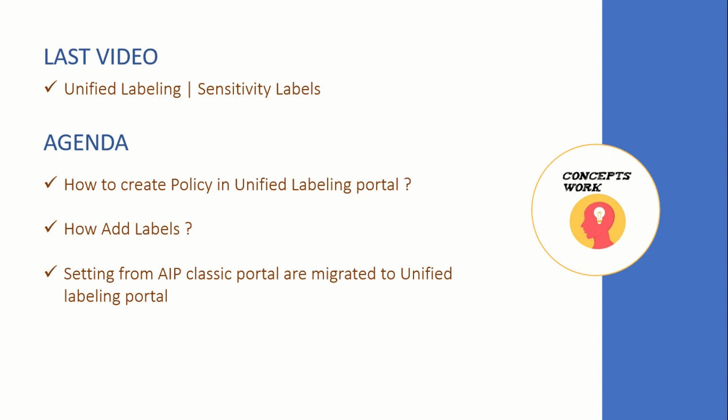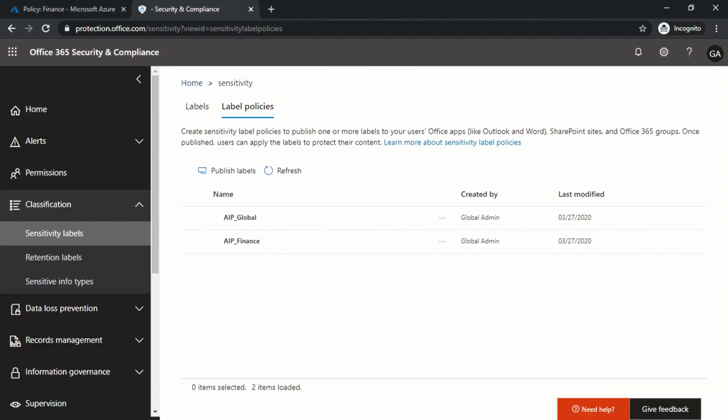Now, since we know that the purpose of a policy is to get the labels deployed, and this is something which we checked in our previous session as well for the AIP portal, what I'll do now is switch to my browser where I have signed into both the portals, so that I can show you a comparison and the respective set of options of how to create a new policy from protection.office.com. That means your unified labeling portal.